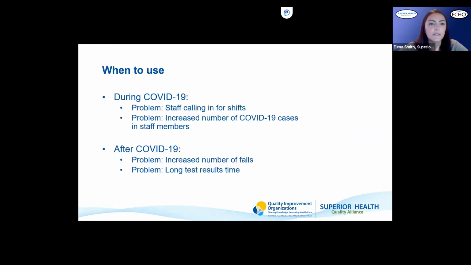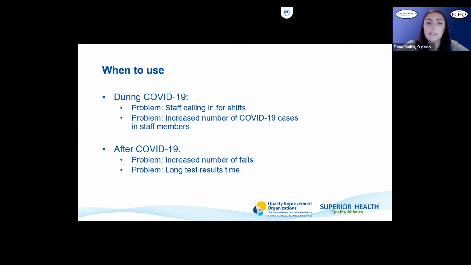So when might you use this? During COVID-19, maybe one of your problems is that staff is calling in for shifts more often than they were before. So then you'd sit down and look at some potential causes. Maybe it's because they're getting sick, or maybe it's because they don't have childcare anymore and the schools aren't in session. So you can identify some ways that maybe you can help with those things.